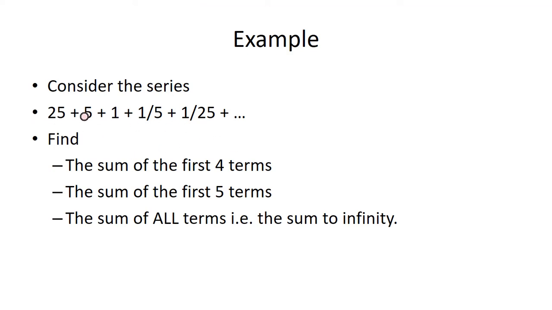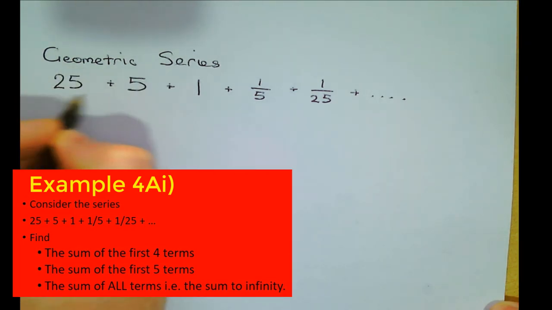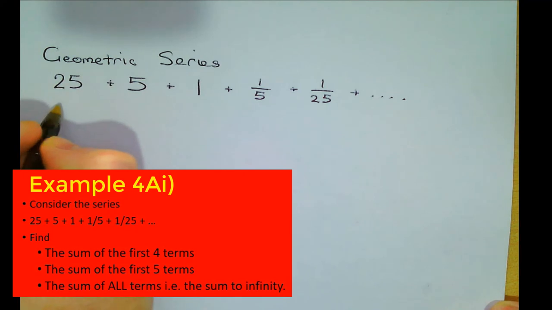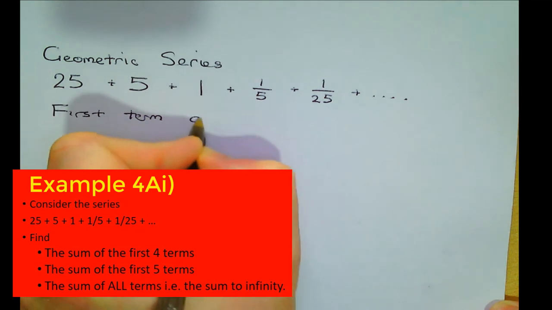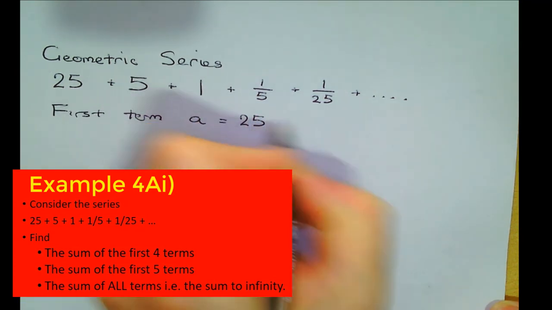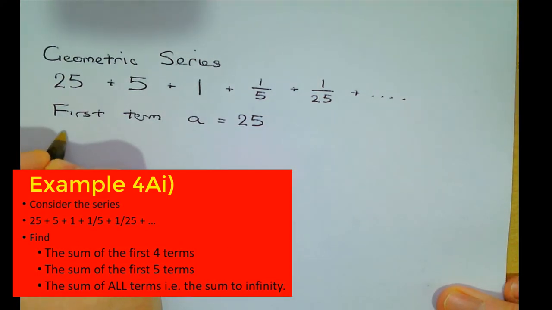Well, let's see an example here. Here we have a geometric series, 25 plus 5 plus 1 plus a fifth plus a 25th, and so on. We're asked here for the sum of 4 terms, 5 terms, and in fact the sum of all terms. So here's our geometric series. We see the first term, a, is equal to 25. The common ratio: each term is 1/5 of the term before.